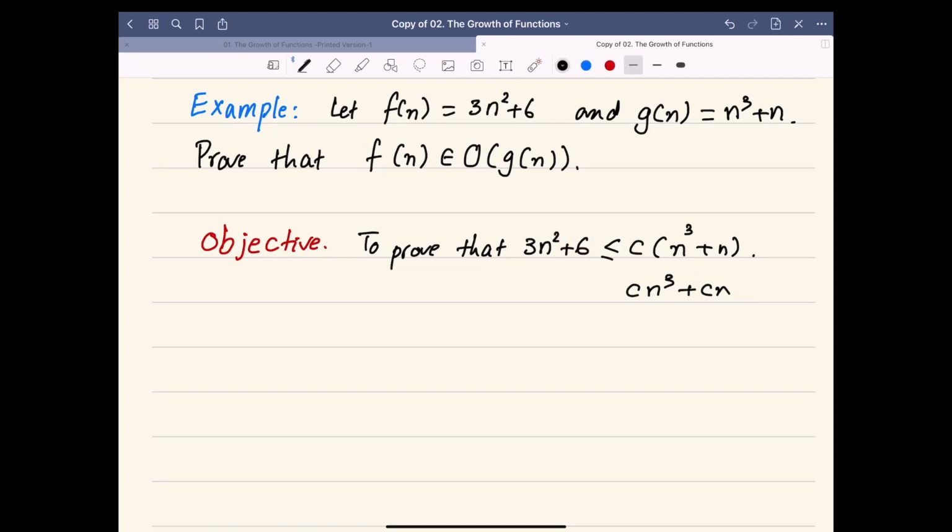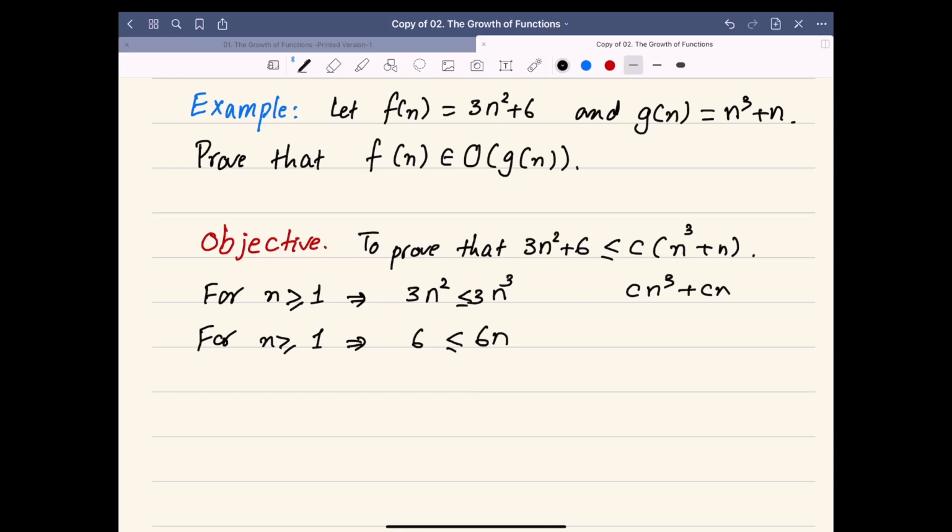So my first trial, first we assume that let's say n is greater than or equal to 1. In this case, I can say that n square is less than or equal to n raised to power 3. Multiply both sides by 3. So 3n square is less than or equal to 3n raised to power 3. Now for n greater than or equal to 1, also we know that 6 is less than or equal to 6n.